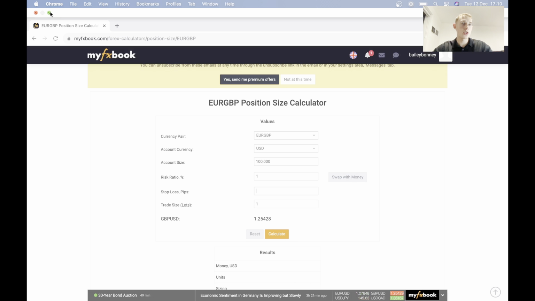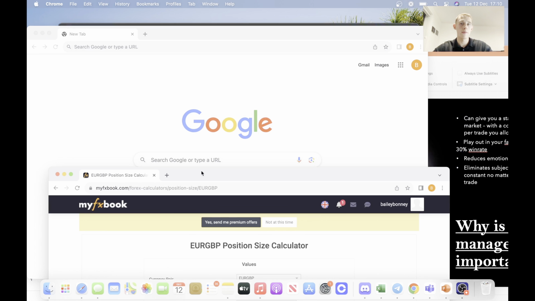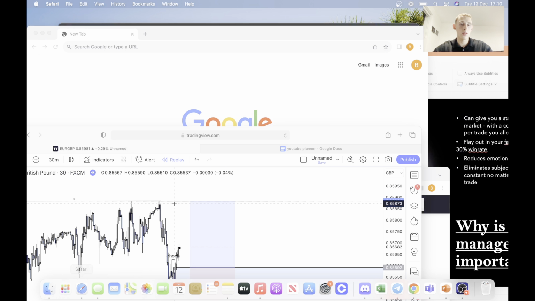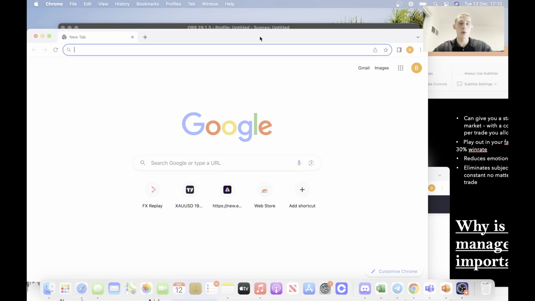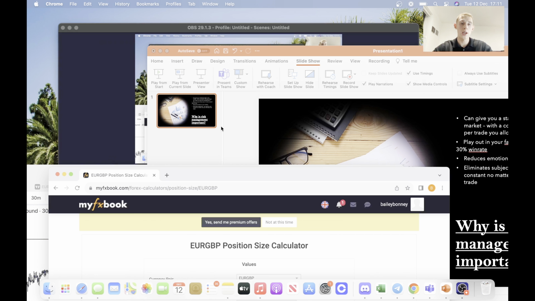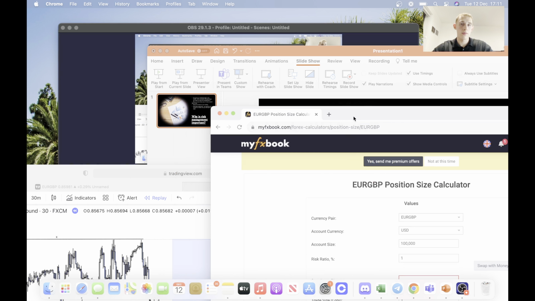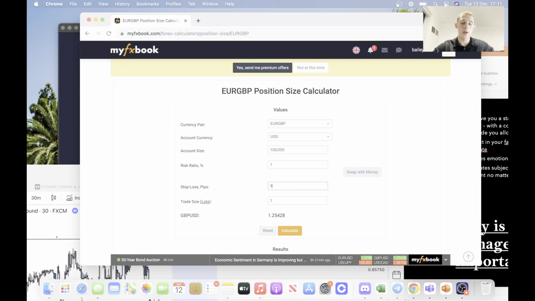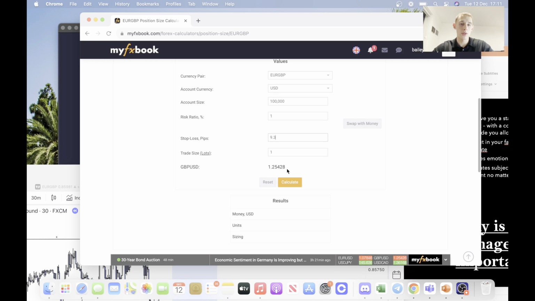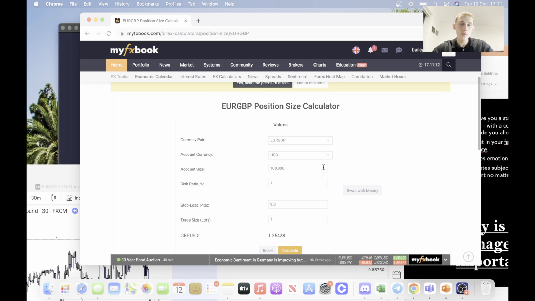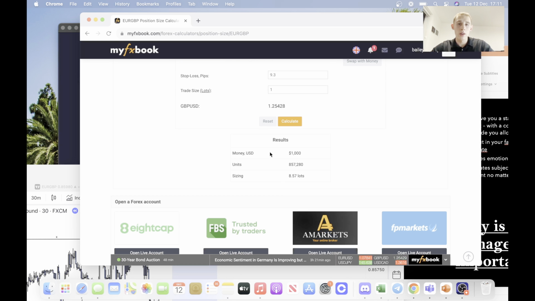Stop loss for this trade was 9.3 if we want to be a little bit more precise. So we just put 9.3 into there. Trade size in lots, just keep it as 1, don't change that. And here are the results.